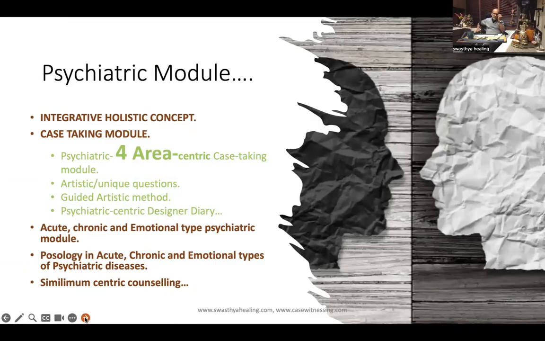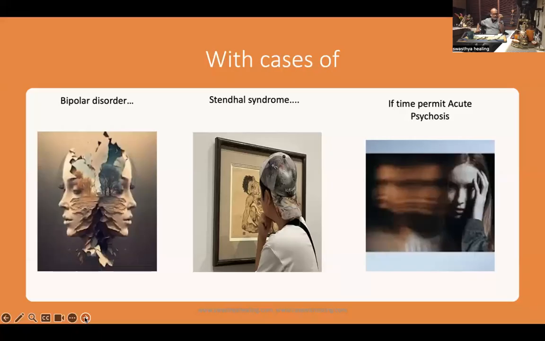How to check the posology in such cases, whether acute, chronic, somatopsychic, psychosomatic, or pure psychic, pure emotional oriented diseases. Then we will be seeing three cases, at least if time permits, one of a bipolar disorder, how to demonstrate this model to understand what shift is possible in such cases, and then how that disease can be a gift.